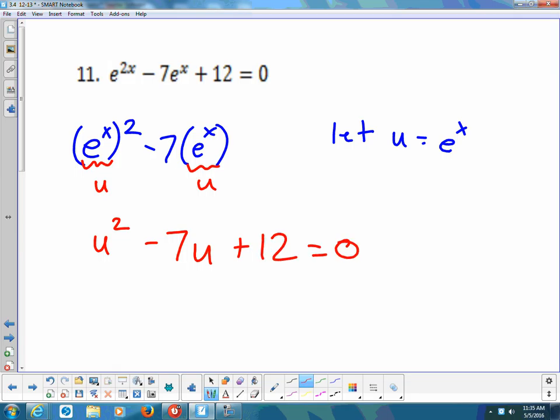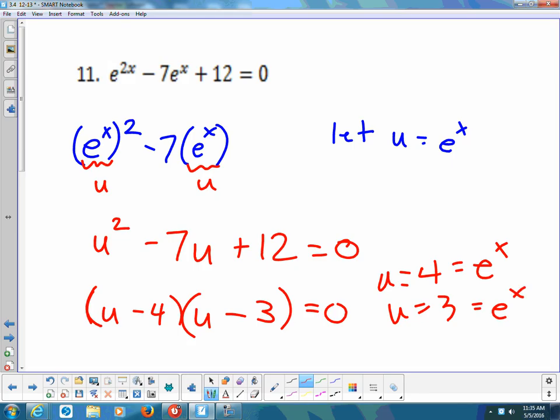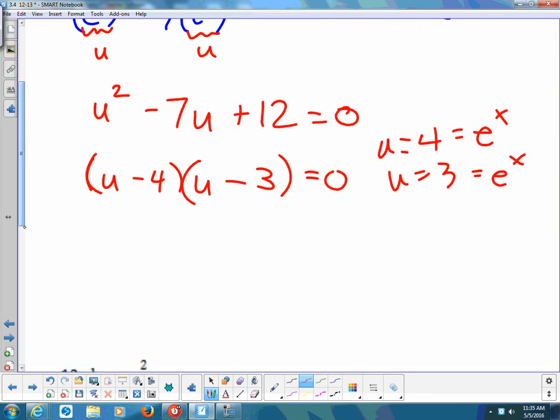And now we're going to solve this using product sum. So after we factor this using product sum, we would have, let's see, I need a 3 and a 4, and both of them negative. And so I end up getting u equals 4 and u equals 3. But keep in mind, that's really e to the x equals 4 and e to the x equals 3. So to finish this off, because we are trying to solve for x, we are going to take each of these and rewrite them in log form.